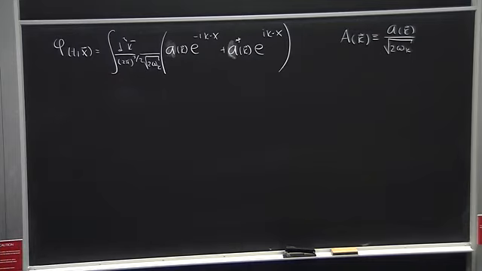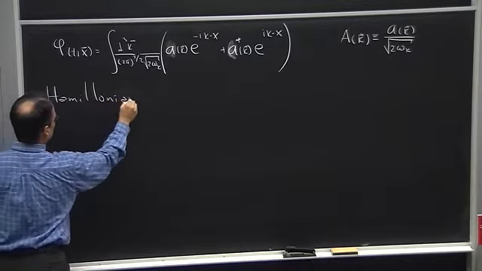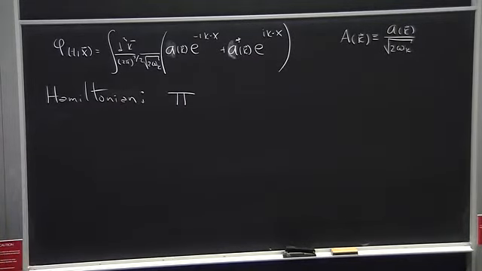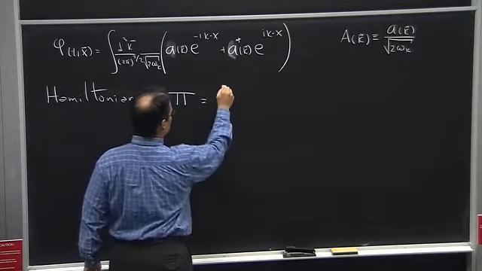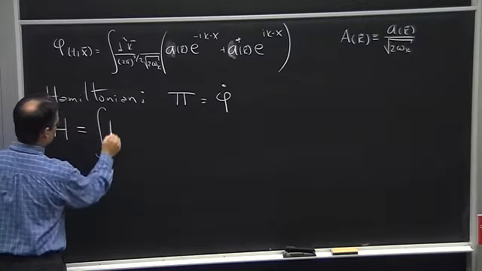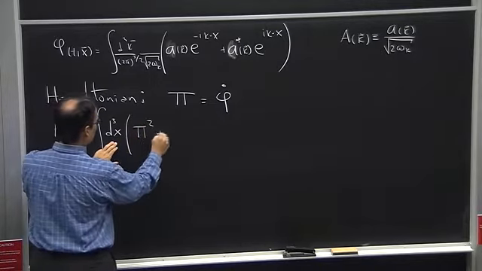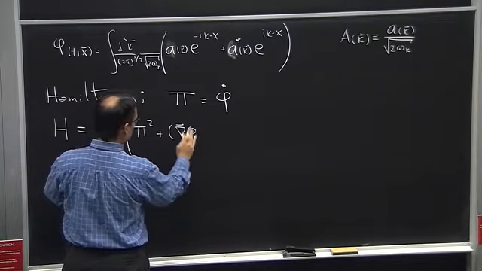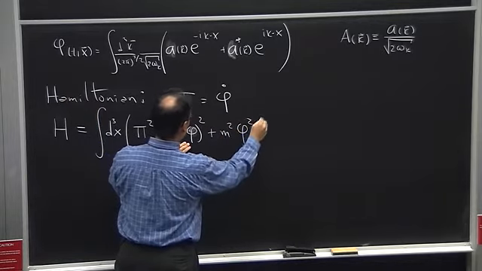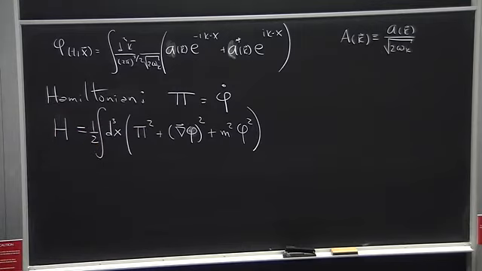Okay. In the tutorial, you were also asked to compute the Hamiltonian of the theory. In this case, the conjugate momentum to phi is nothing but phi dot. And when we compute the Hamiltonian, I'm sure you all found that you get an integral over d3x of pi squared plus this term squared plus m squared phi squared. And there is probably a half in front. So this is very good.